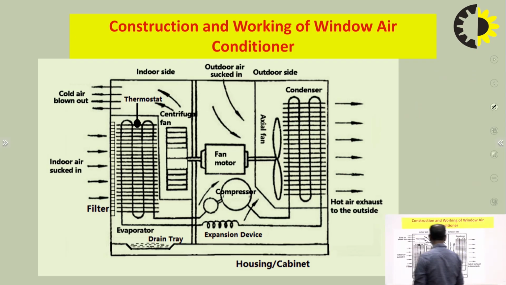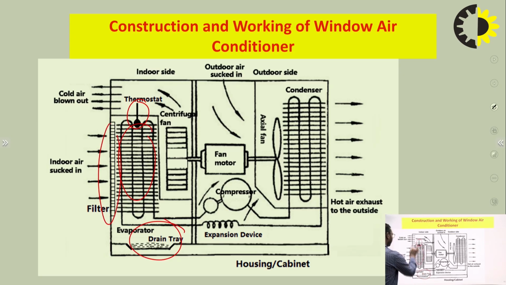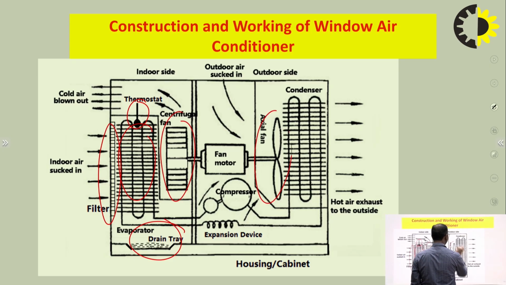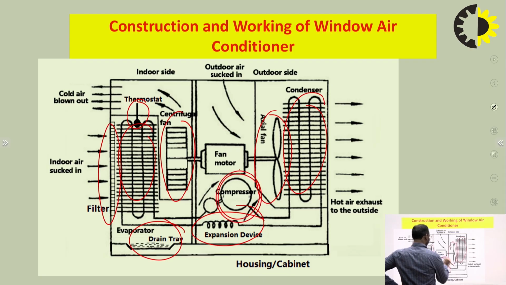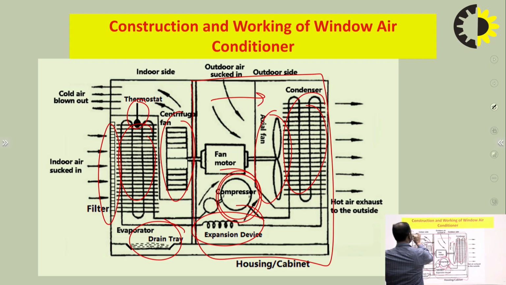Now this is the schematic representation of a window air conditioning system. This is the thermostat, this is the evaporator coil, this is the drain tray, this is the filter, this is the blower for the indoor unit, this is the fan for the outdoor unit, this is the condenser coil and this is the expansion device like a capillary tube, expansion valve, or throttling device, and this is the compressor. This assembly is outdoor and this is the indoor side.